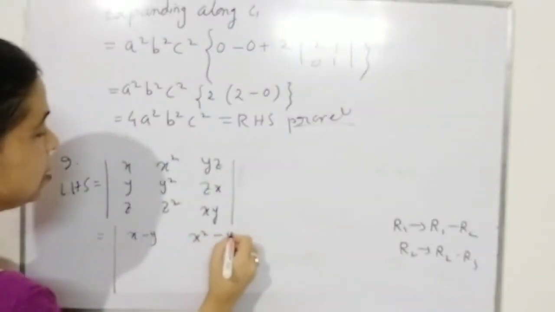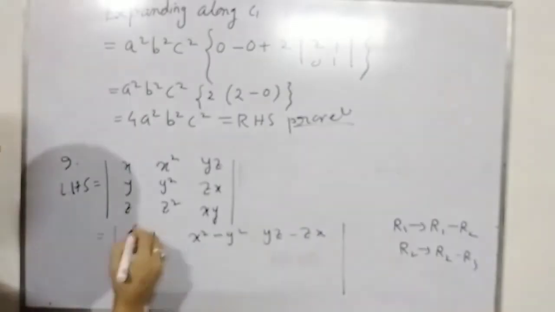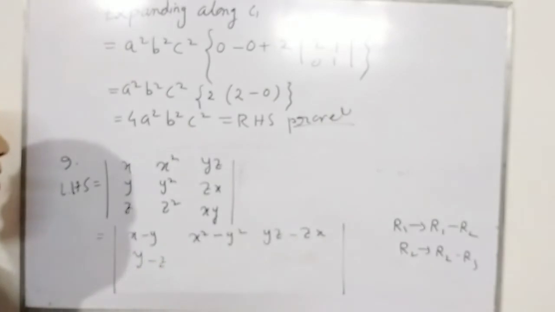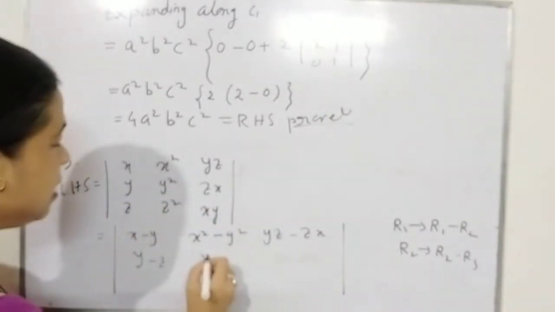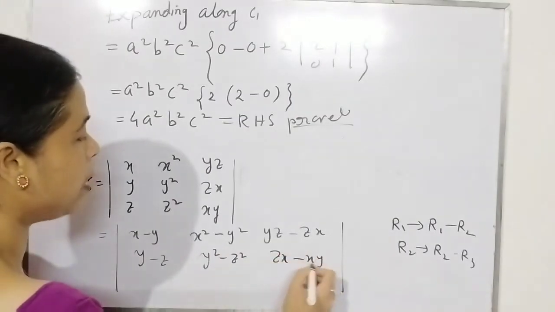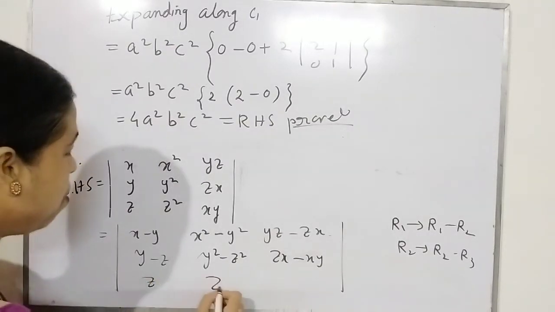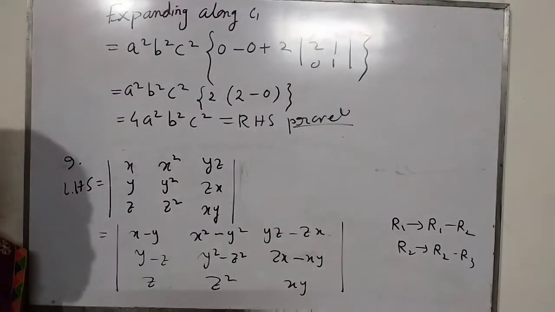It is x square minus y square. This is yz minus zx. Second row: second row minus third row, y minus z. This is y minus z. It is y square minus z square. This is zx minus xy. No more property we apply in the same step. Keep this third row as it is. So we have got it.